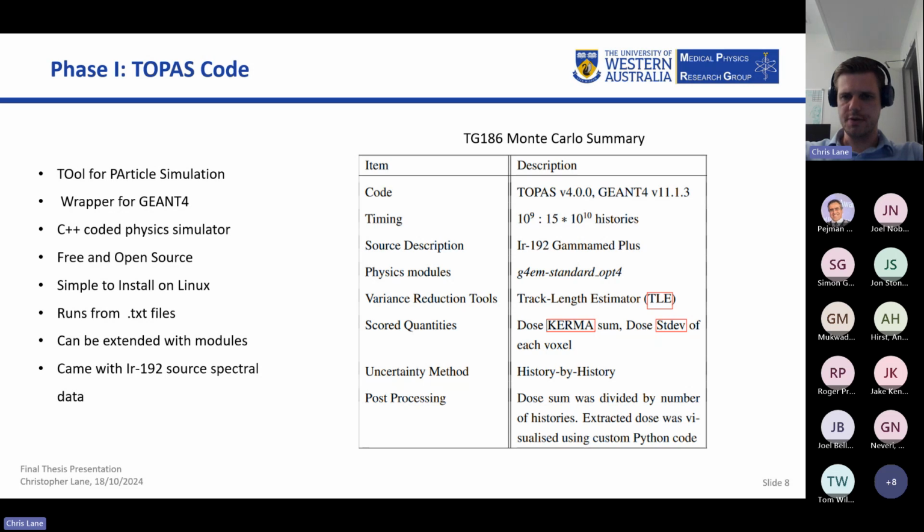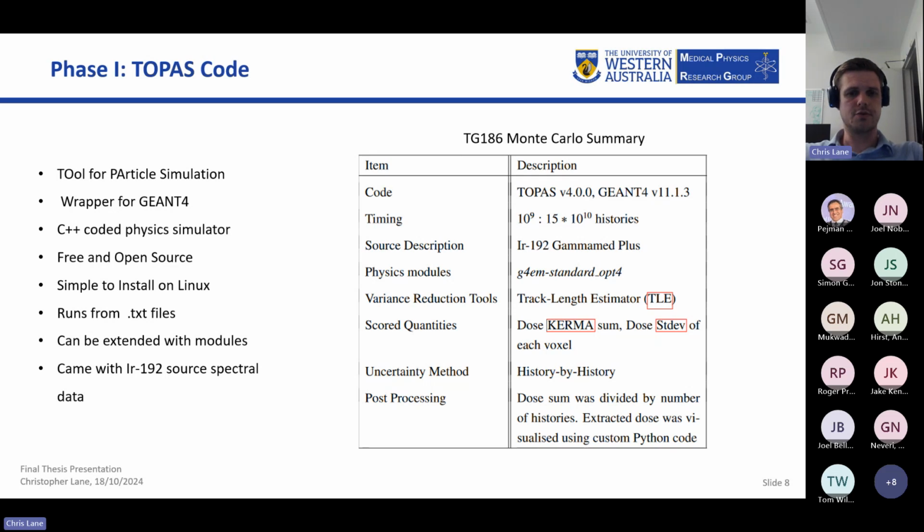From the literature I read, it seemed to be acceptable for this sort of work. My variance reduction tool was a track length estimator. I will describe that in more detail in some future slides. So the scored quantities that I was extracting were the dose sum, which is related to the track length estimator, and the standard deviation of the dose at each voxel.